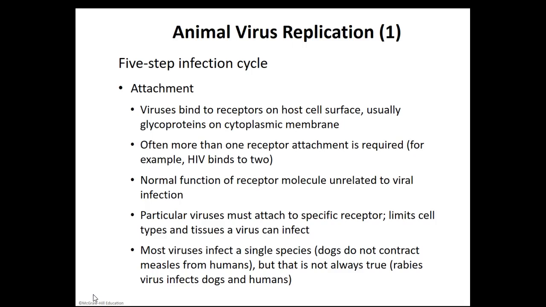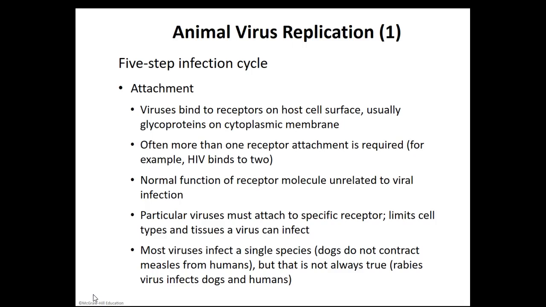Now, I don't usually like to say specificity because it's a term that usually comes up later on in the immunity discussion, but ultimately the consequence of this multiple glycoprotein receptor attachment situation is that the animal viruses will not be able to infect multiple cell types in most cases, nor will they be able to infect multiple animals.